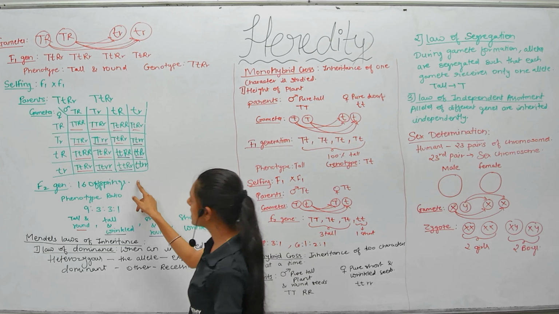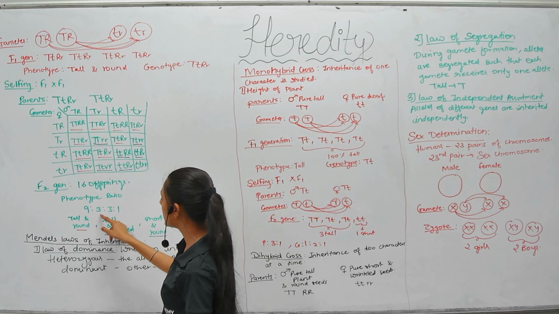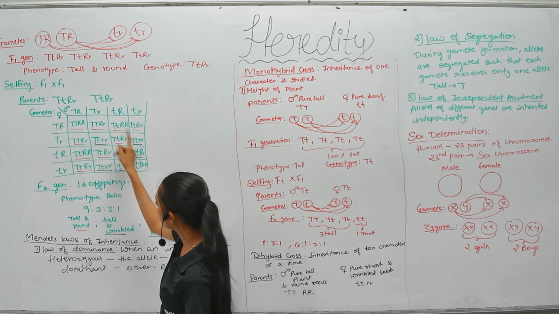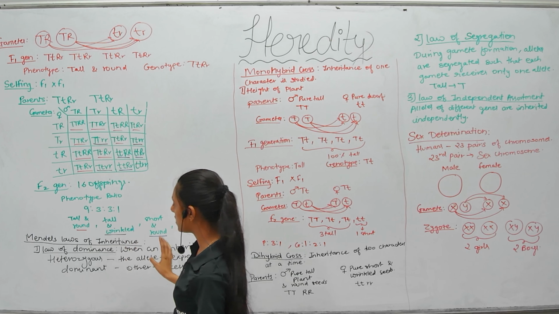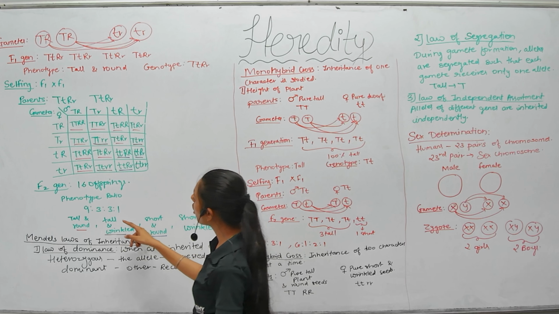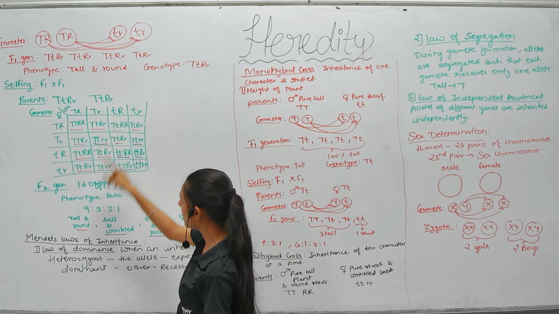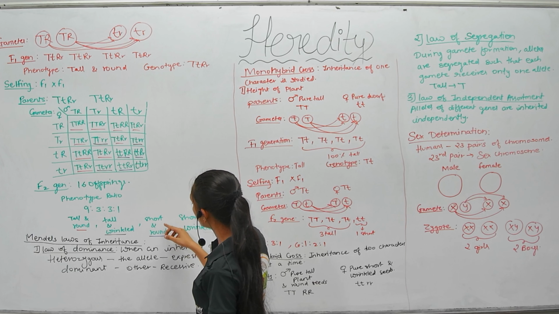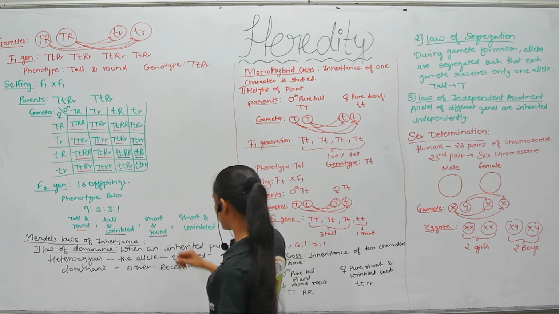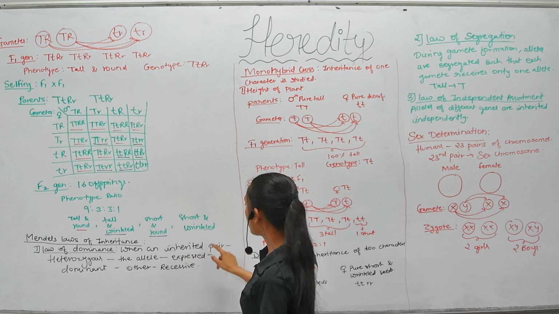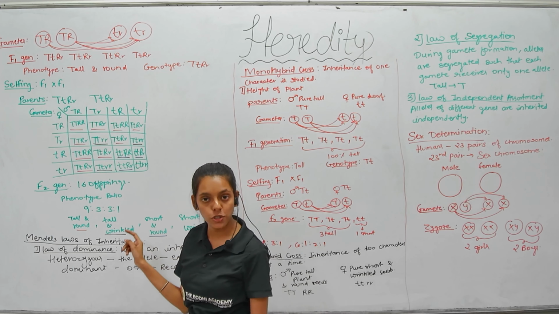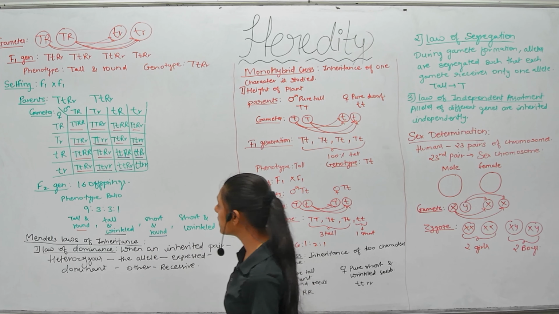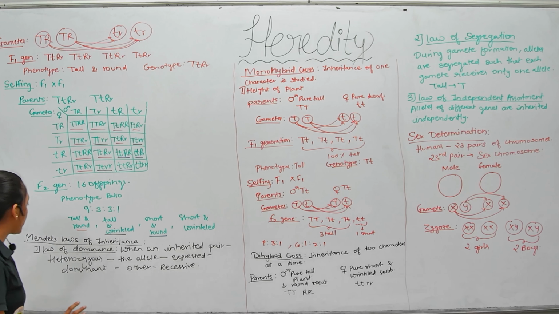Okay, in this the phenotypic ratio is 9:3:3:1. So 9 are tall and round, the ones which I have marked with red pen. Tall and wrinkled are 3, the ones I have marked with black pen, and 3 are short and round, marked with blue pen, and one is short and wrinkled. So the phenotypic ratio which we get is 9:3:3:1.